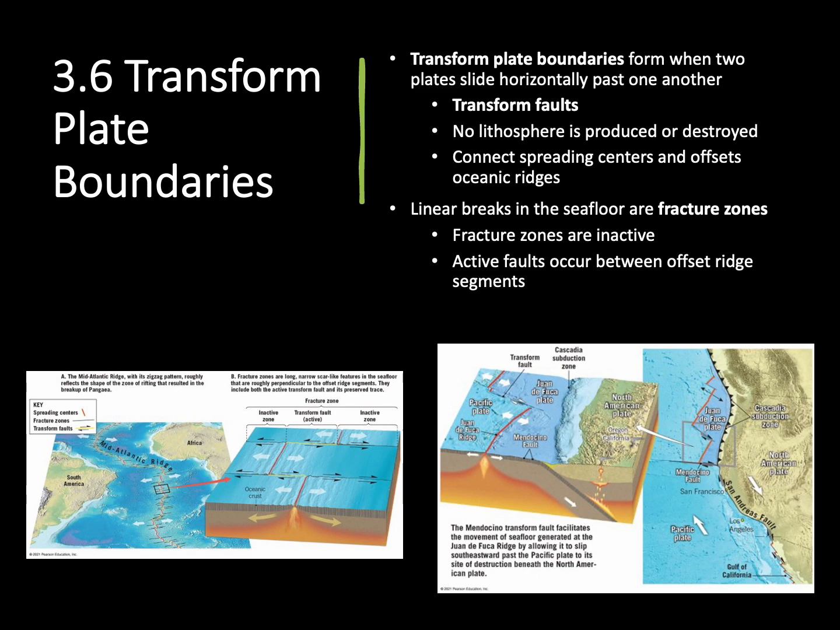So at these transform plate boundaries, what we find are called transform faults. These are going to be very small faults that are breaking up larger fracture zones. And it just more easily allows spreading centers to break apart and continue spreading if they're broken into smaller pieces along these fracture zones along transform plate boundaries.